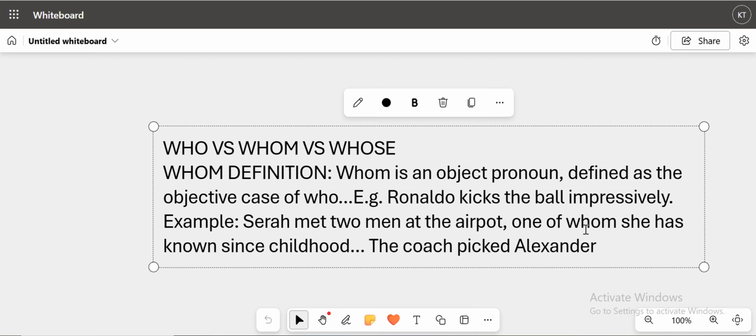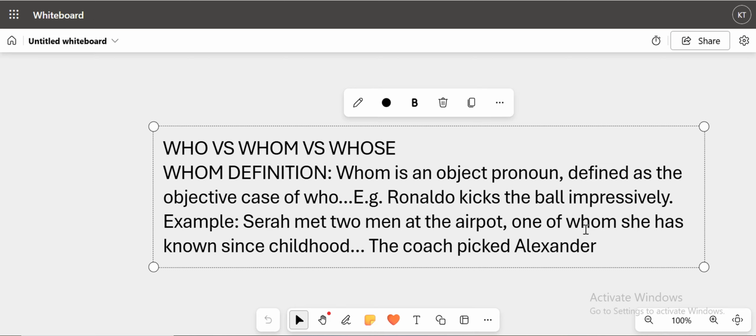Now, what is an object? An object is simply a receiver of an action in a sentence. Ade slapped the boy. Now, the boy is the receiver of the action in this sentence. Slapped. Ade slapped the boy. So generally, an object is a receiver of an action in a sentence.